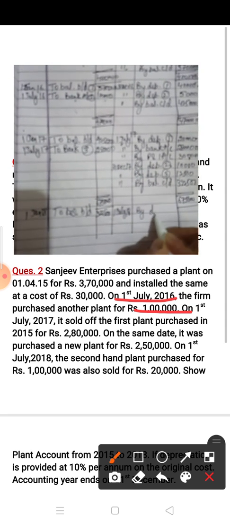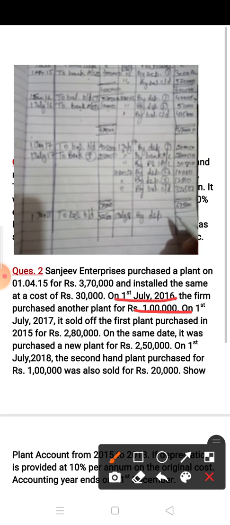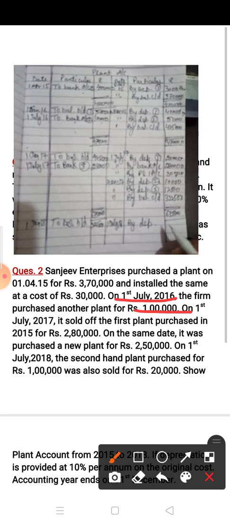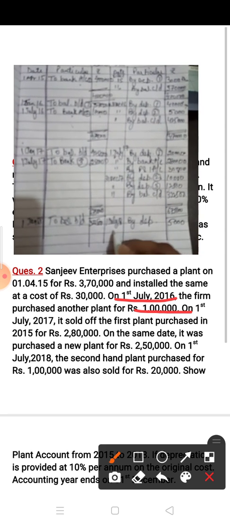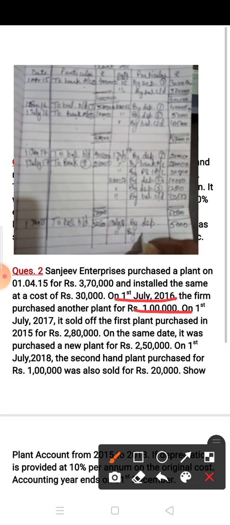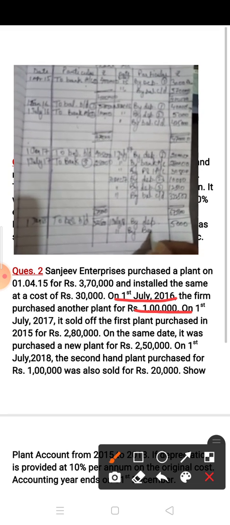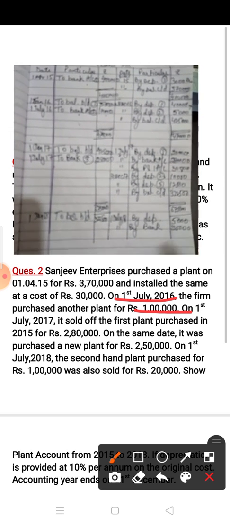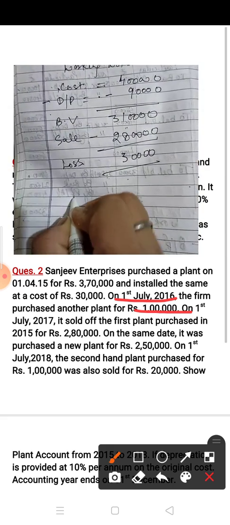So here you have to charge the depreciation. By depreciation, the second plant is 1 lakh, and 10% depreciation for 6 months you have to charge, so it is 5,000. Now on the same date it was sold for rupees 20,000. So by bank 20,000 you have to write down. Now you have to find out the profit and loss for this plant also. So again we will do the same process.